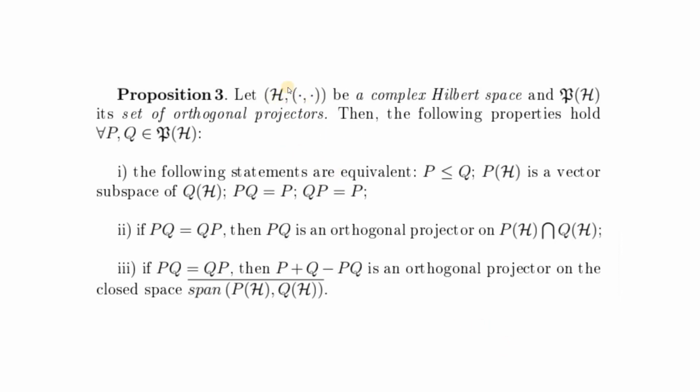So consider a complex Hilbert space, and we'll consider its set of orthogonal projectors. If you don't know what an orthogonal projector on a Hilbert space is, I suggest you check the definition on Wikipedia, since we will not go into the details of the proofs of all these propositions and theorems. You don't need to know everything.